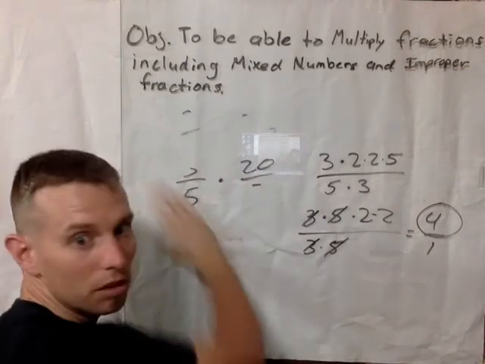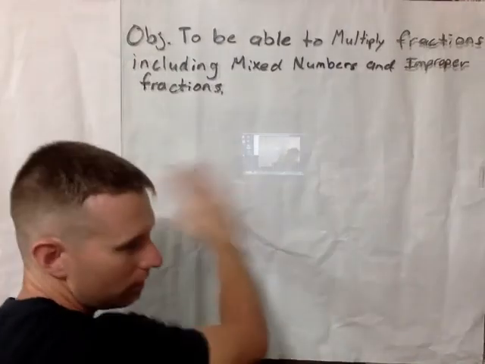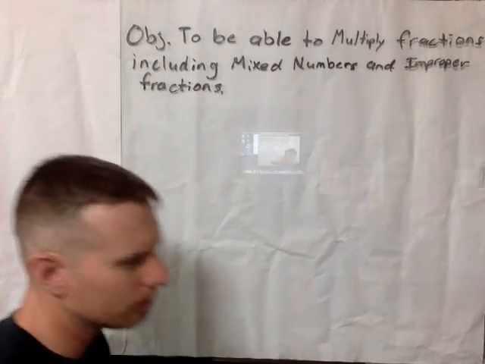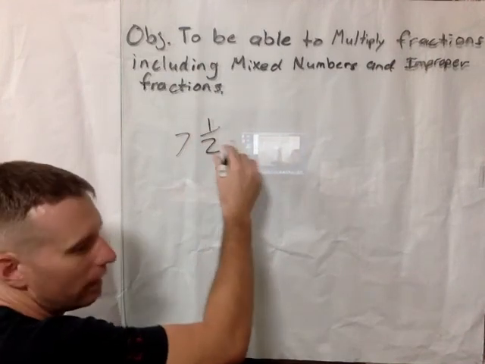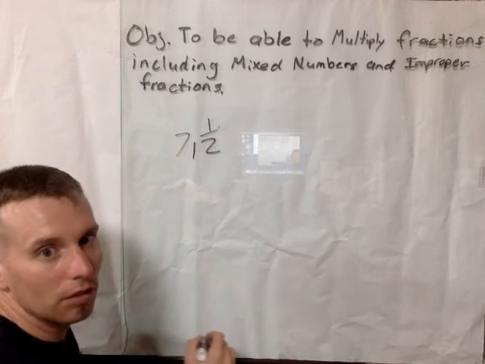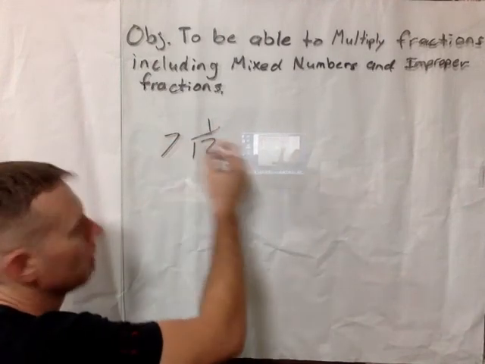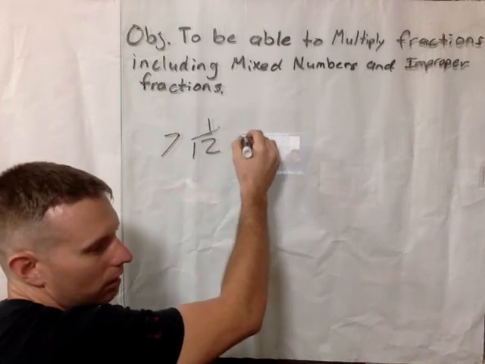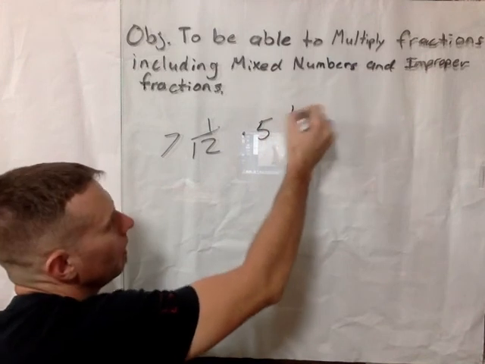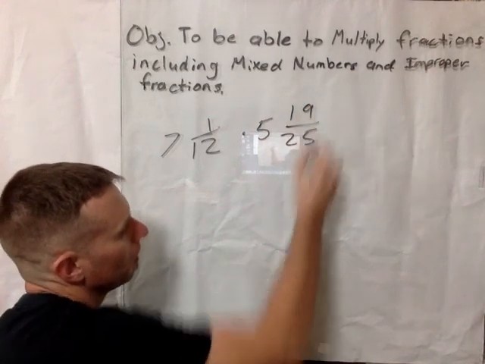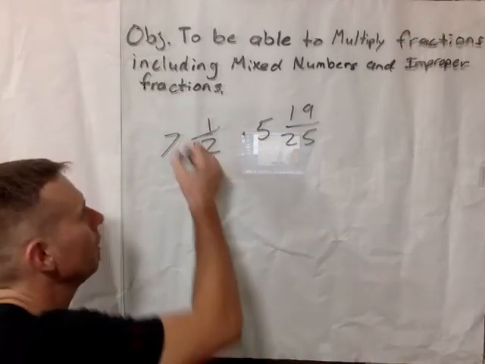Okay, let's do a couple more if we have time. Hopefully this is helpful. Well, let's do one more for the sake of time. Let's do 7 1/12 times 5 19/25. Look at that problem there.